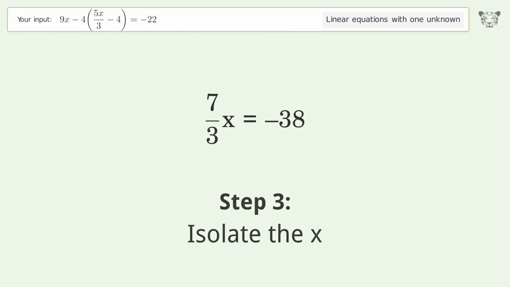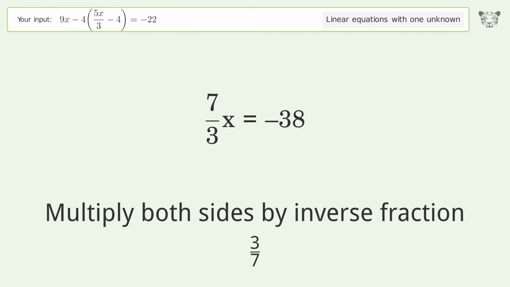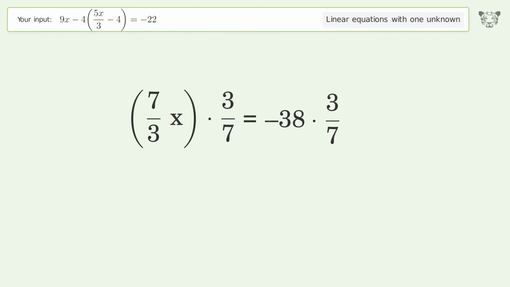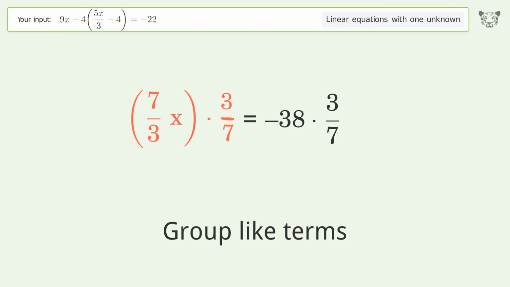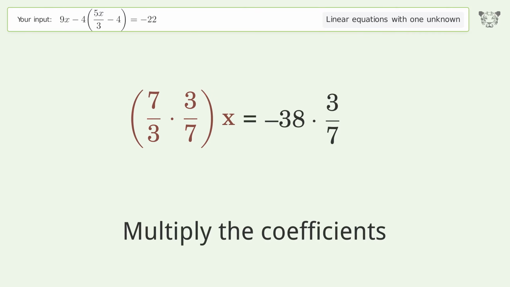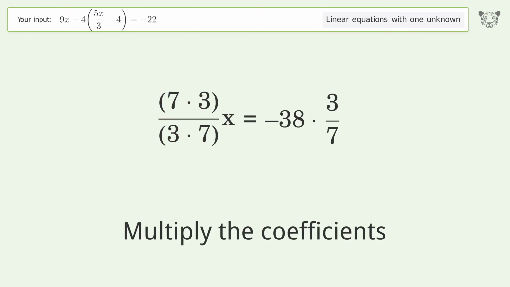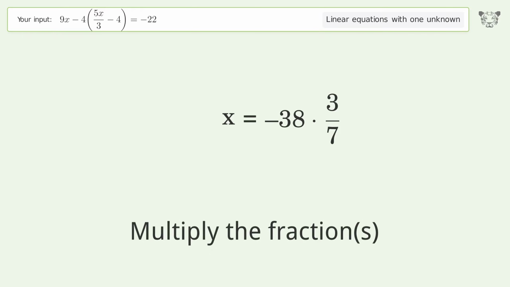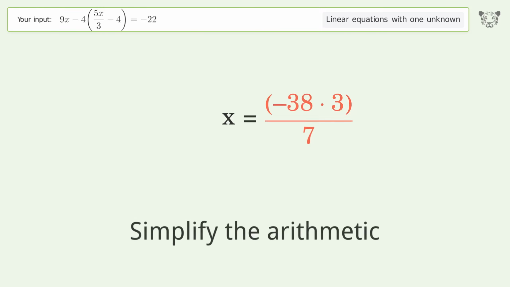Isolate the x. Multiply both sides by inverse fraction 3/7. Group like terms. Multiply the coefficients. Simplify the fraction. Multiply the fractions. Simplify the arithmetic.